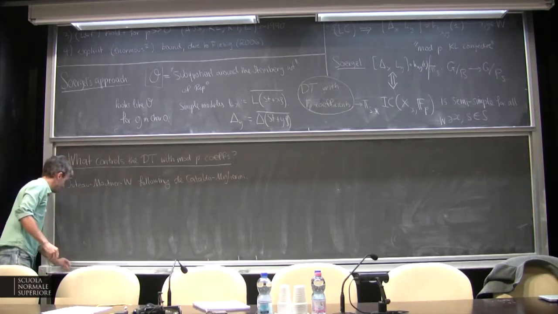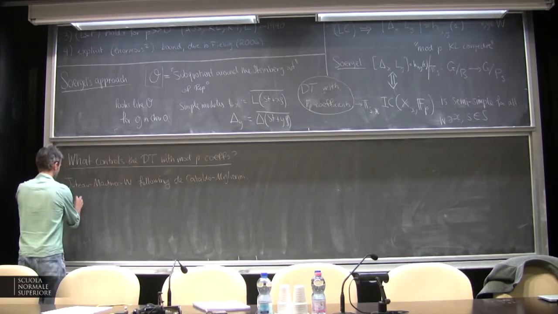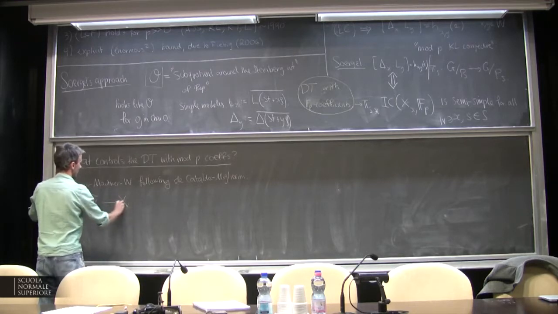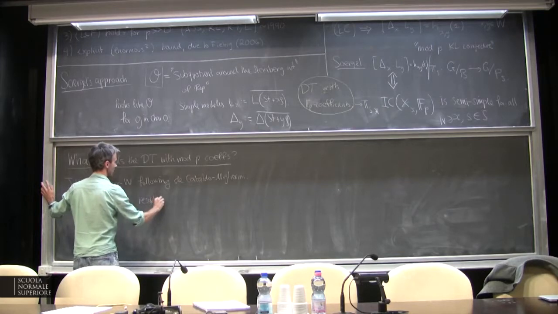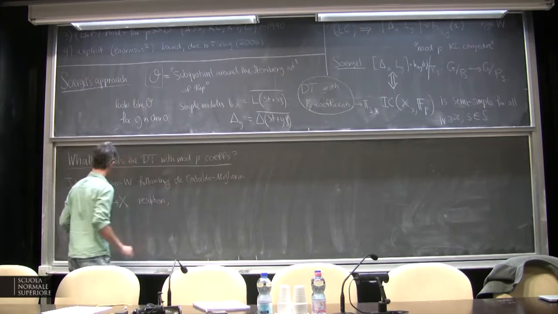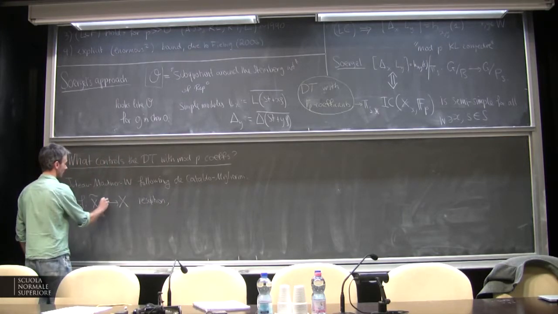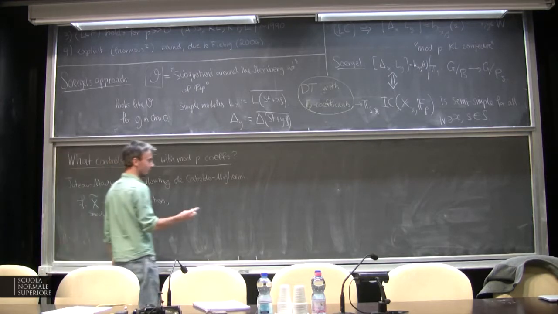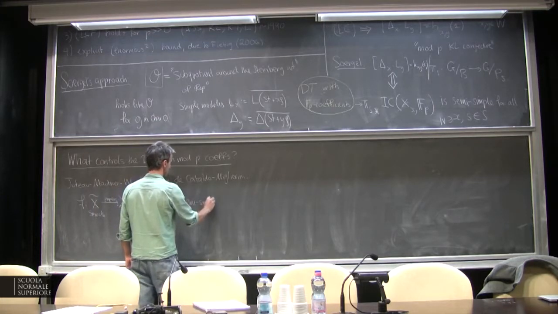Is the following kind of basic observation, which is that if f, so let's say that we have x tilde to x a resolution, so this is smooth and proper, this is smooth, this is proper. Then let's assume for simplicity that this is small, i.e.